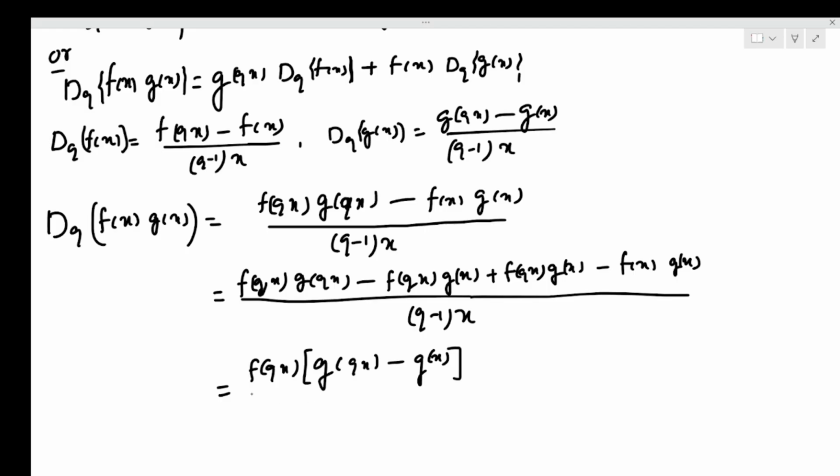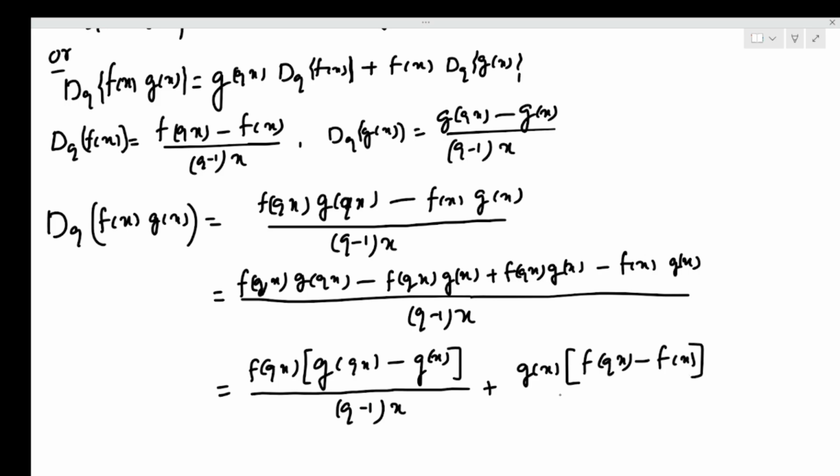Along with this q minus 1 into x, it becomes this, plus in the other two terms g of x is common. Take g of x common, then what remains is f of qx minus f of x divided by q minus 1 into x. Okay, clear?